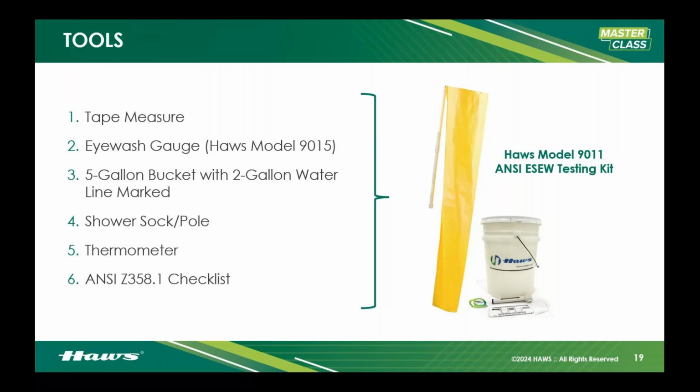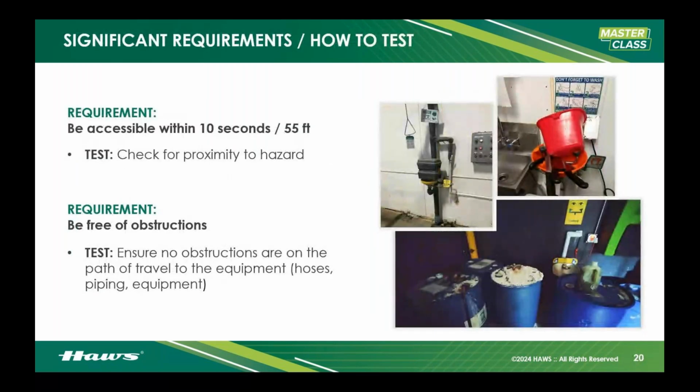Thermometer, and you're going to need an ANSI Z358.1 checklist like the one that I just showed off to you. Now, to begin, the equipment must be accessible within 10 seconds or 55 feet. That is rule number 1, okay? Check for the emergency equipment proximity to the hazard.